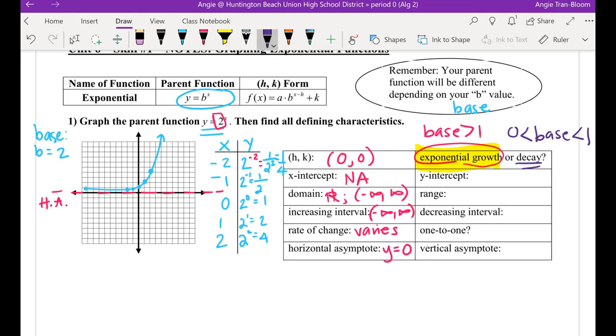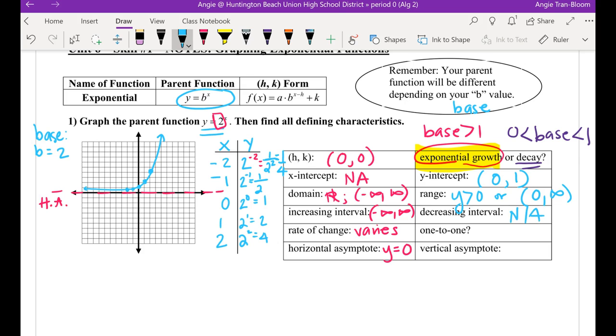X-intercept is none. How about y-intercept? Do we have any? Where at? 0, 1. What's the range? Greater than 0. So you can write y greater than 0, or some of it like interval notation. I will accept either one. Because everything was increasing, decreasing is none.